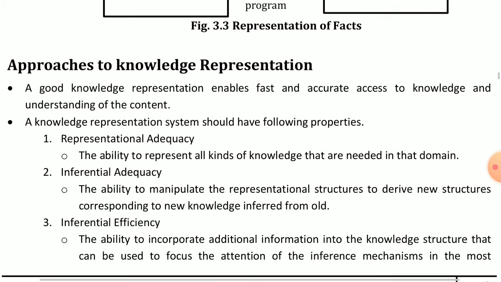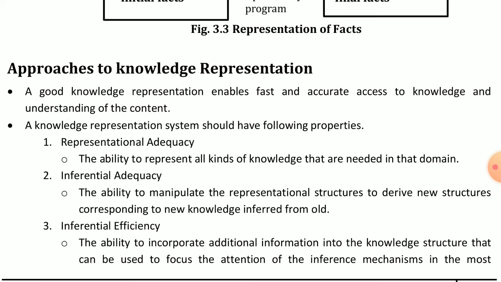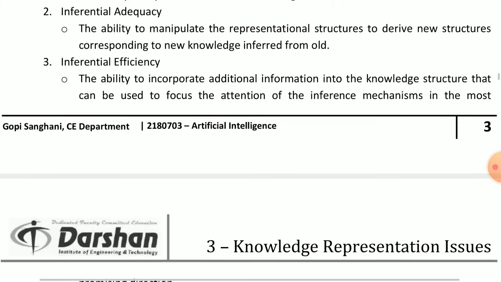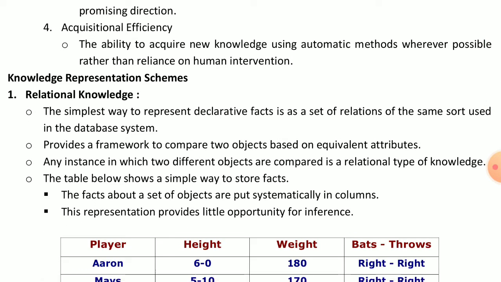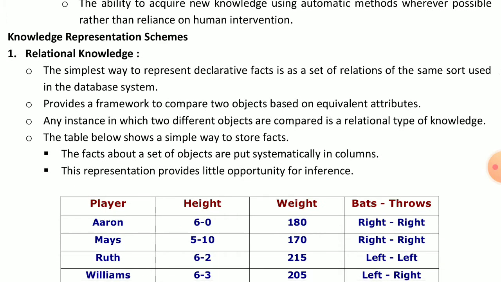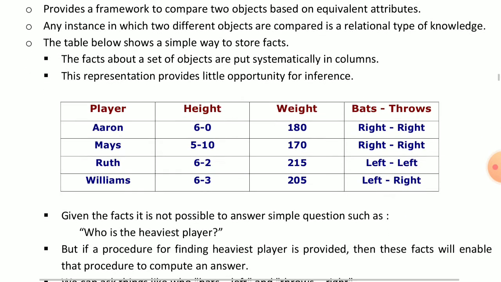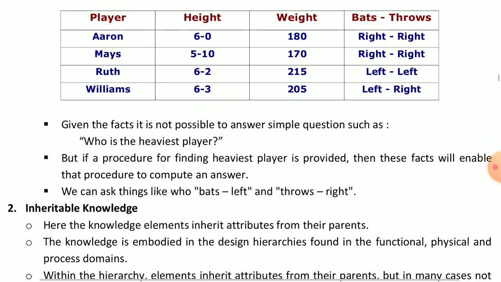Third topic of unit number 3 is approaches to knowledge representation. In this topic different properties are given: representational adequacy, inferential adequacy, inferential efficiency, and acquisitional efficiency. Then knowledge representation schemes are also given. First scheme is relational knowledge. In this knowledge we can take an example and then understand.